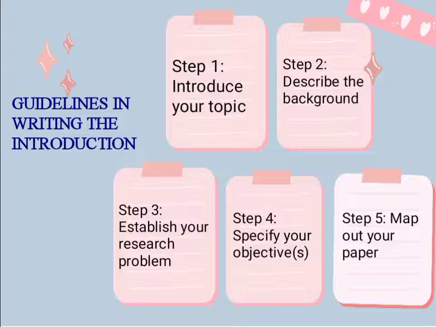Step 2, describe the background. It is part of the introduction guys that it differs depending on what approach your paper is taking. Step 3, establish your research problem. Next step guys is to clarify how your own research fits in and what problem it addresses. Step 4, specify your objectives. Now guys, we arrive at the specifics of what you intend to find out or express in your research paper. Step 5, map out your paper.